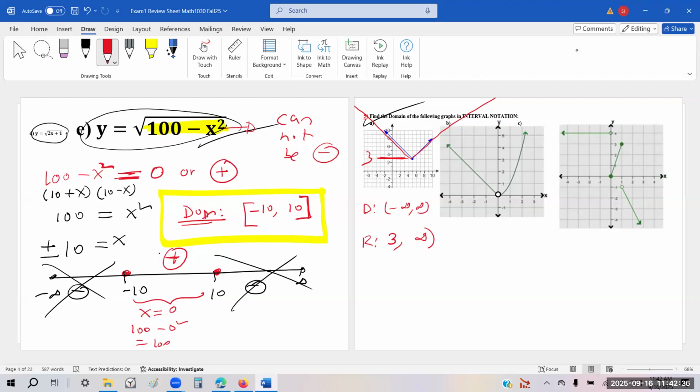For 3, do you have a hole or do you have a closed circle? So what do you have for 3? Bracket. So if you have a hole, it's parentheses. If you have a closed circle or just a line without anything, then it's a bracket.